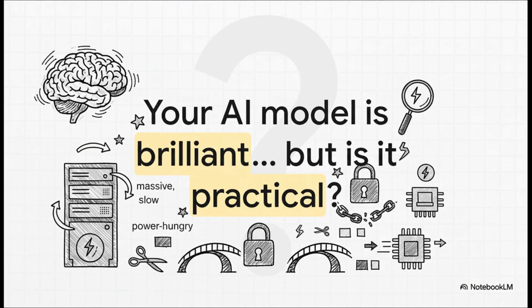So picture this. You've trained a state-of-the-art model. It's incredibly accurate. It's a work of art, really. But there's always a but, right? It's huge. It's slow. It eats up power like crazy. And that's the core problem we're going to tackle today. How do we bridge that gap between a brilliant model and one you can actually use?